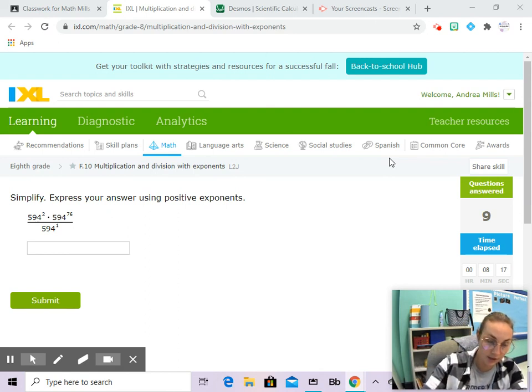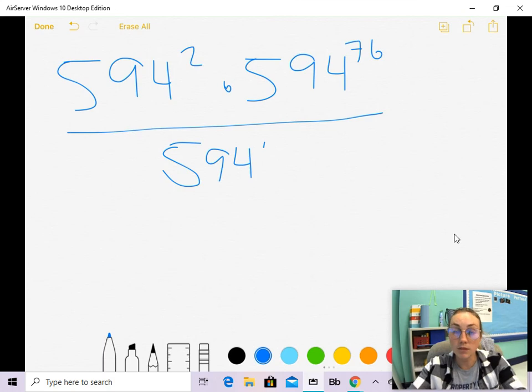We have 594 to the second power. We're going to multiply that by 594 to the 76th power, and that's going to be over 594 to the first power. All right, let's do this.